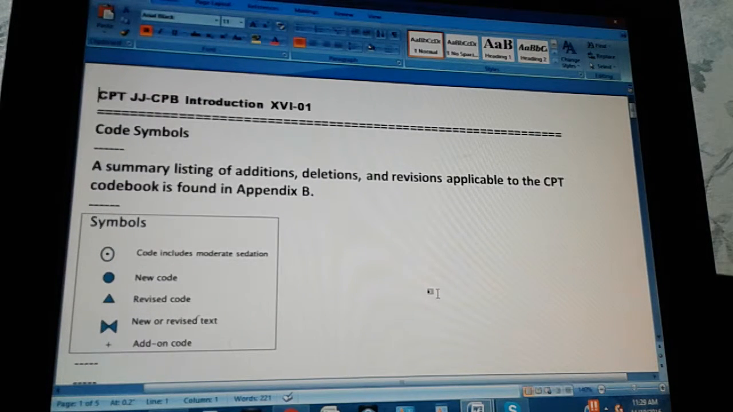CPT JJ-CPB Introduction, page 16, part 1.